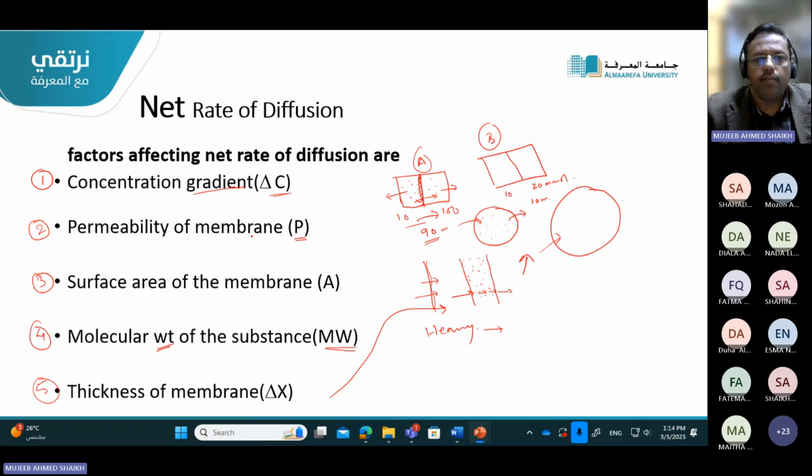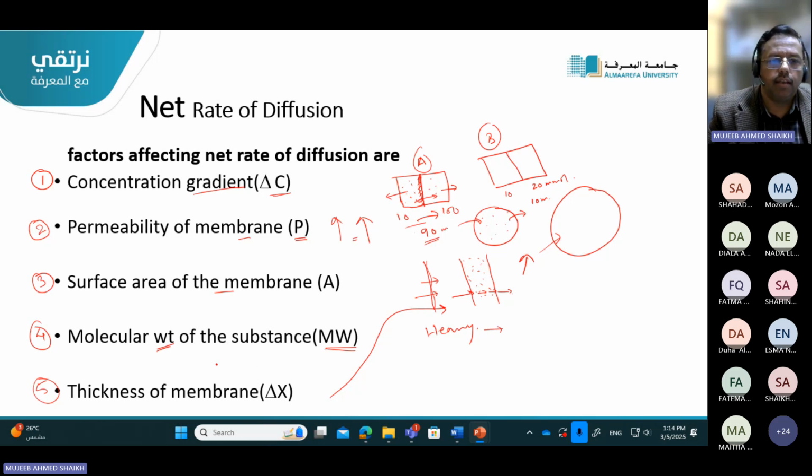Permeability, if the membrane becomes more permeable, the diffusion rate will be faster. If you increase the surface area of the membrane, it will become easier for the molecules or ions to diffuse from one place to another place. So if concentration gradient, permeability, and area, anything increases, it will increase the net diffusion. Diffusion of the substance will be increasing.